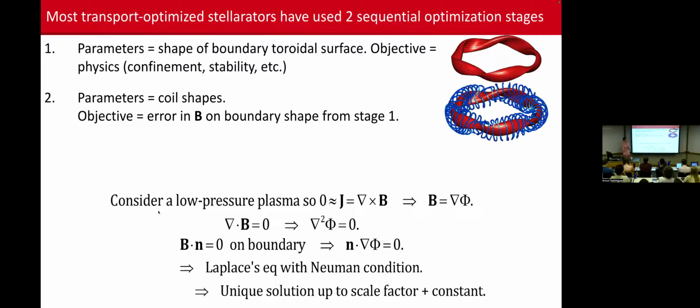So what's important about this? What's important is that the boundary condition is B dot n is 0 on the boundary. And so if we're able to find coils that basically get us B dot n essentially 0 on the boundary we found in stage 1, then we're good to go. We found coils that have matched the plasma we designed in the first stage.